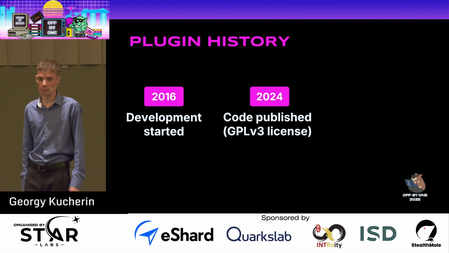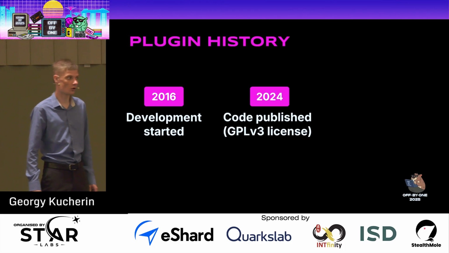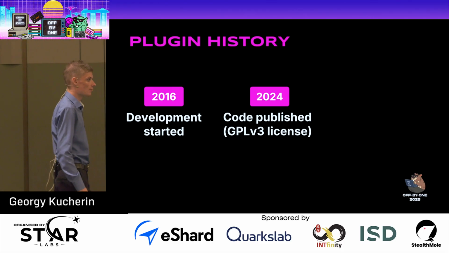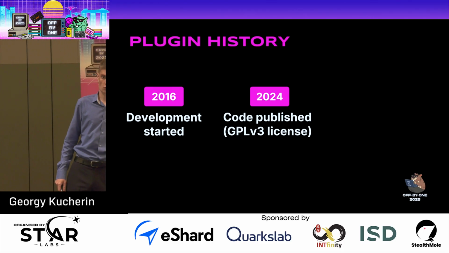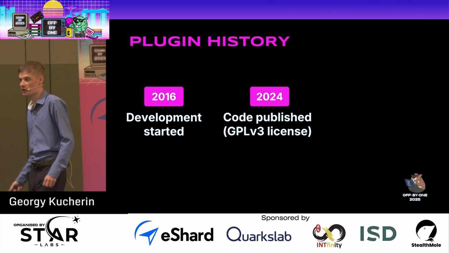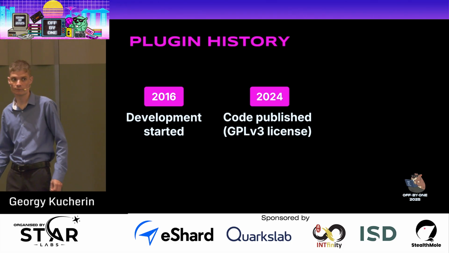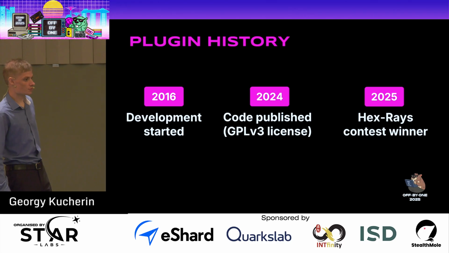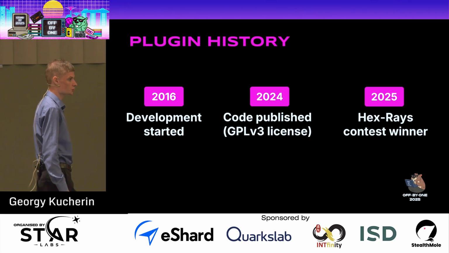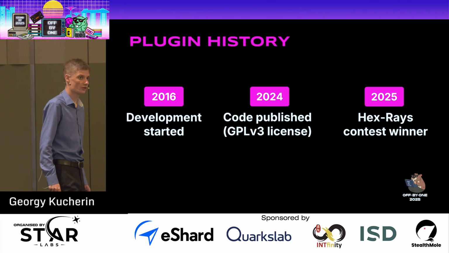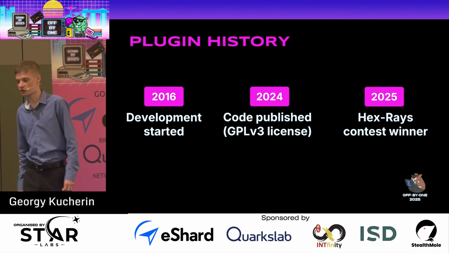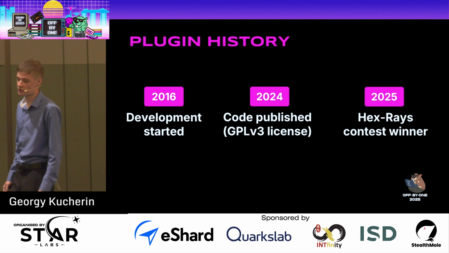Last year, we published the source code of our plugin on GitHub under the GPL v3 license, giving members of the community the right to copy the code, make changes to it, and publish the changes made. At the end of last year, we also submitted our plugin to the Hex-Rays annual contest, and at the beginning of this year, it was announced that HRTNG scored first place in this contest.